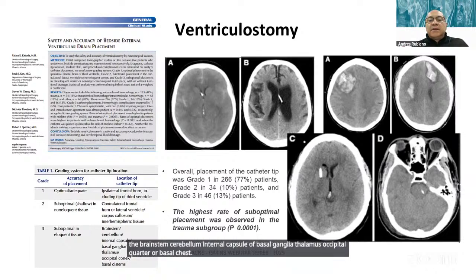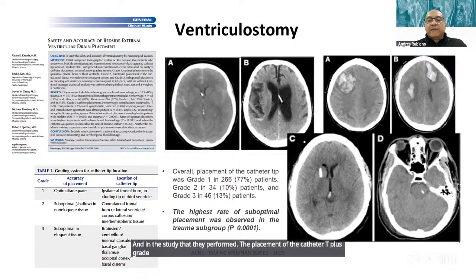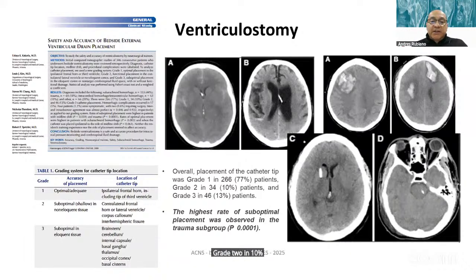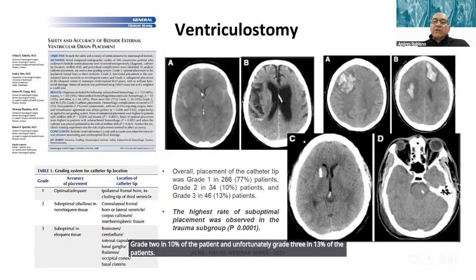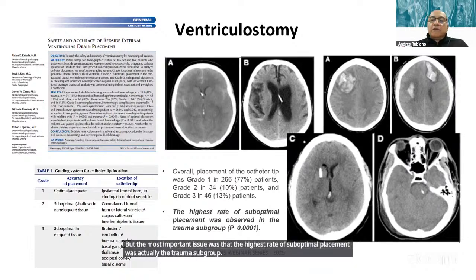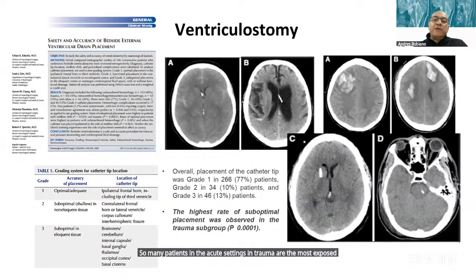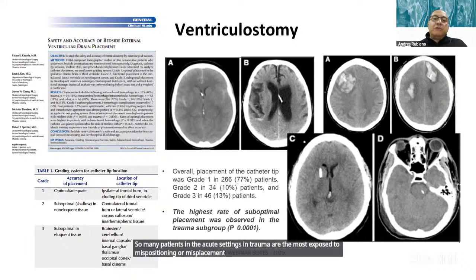And in the study that they performed, the placement of the catheter tip was grade 1 in 77% of the patients, grade 2 in 10% of the patients, and unfortunately, grade 3 in 13% of the patients. But the most important issue was that the highest rate of suboptimal placement was observed in the trauma subgroup. So many patients in the acute setting of trauma are the most exposed to mispositioning or misplacement of the ventriculostomy.